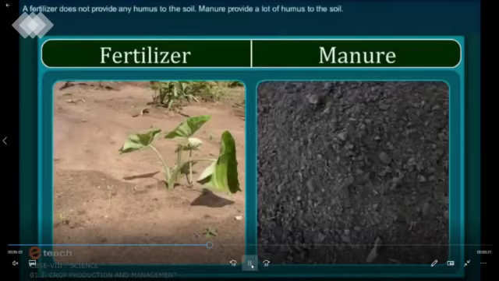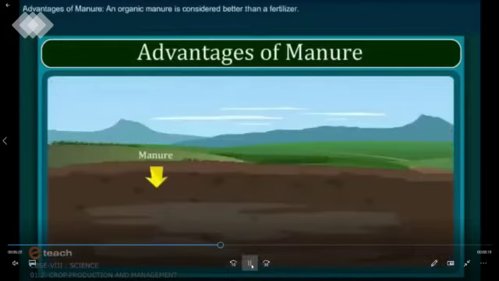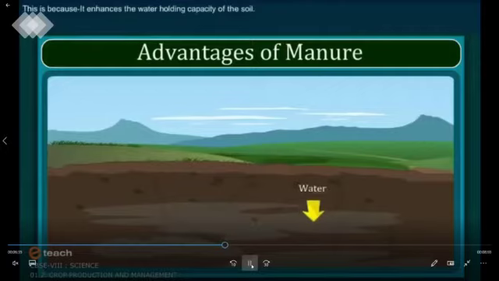Manure adds a good amount of humus to the soil, whereas fertilizers do not provide any humus to the soil. Manure increases the number of soil microorganisms, whereas fertilizer decreases the number of microbes. Compared to fertilizers, manures are relatively less rich in plant nutrients. Advantages of manure: if you add manure to the soil, it improves the soil texture. It improves the water holding capacity of the soil.